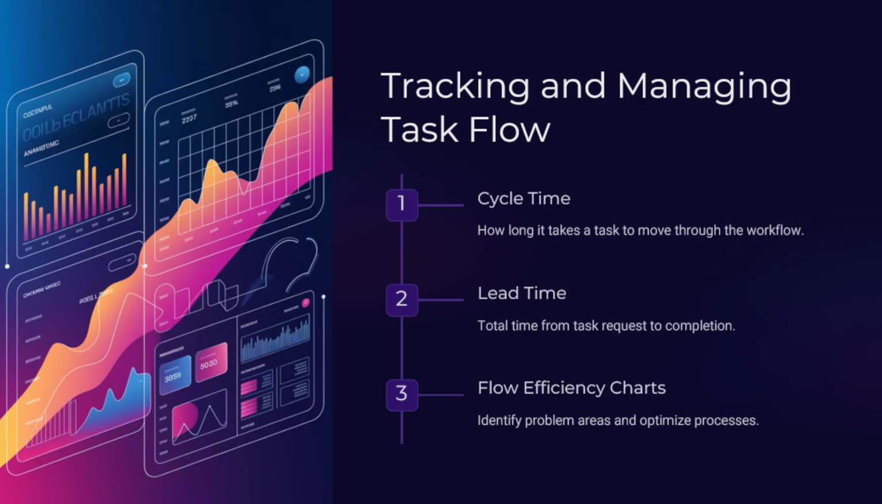We also talked about how to track and measure the task flow, or to measure Kanban effectiveness. Kanban teams track two key metrics, including the cycle time, which defines how long it takes for a task to move through the whole workflow. Also, they track the lead time, which shows the total time from task request to completion. Teams use flow efficiency charts and cumulative flow diagrams to identify problem areas and to optimize their processes.